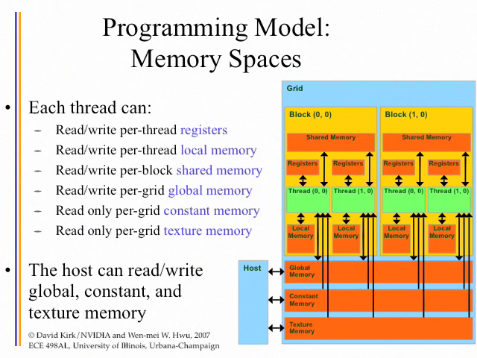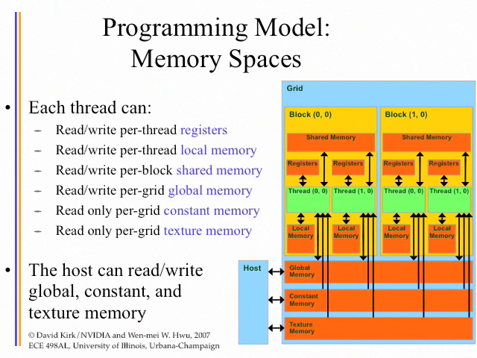Shared memory is per block. This goes to all the threads in that block. They can read and write that shared memory and make the data visible to each other. This is the collaboration mechanism for those up to 512 threads in the block.